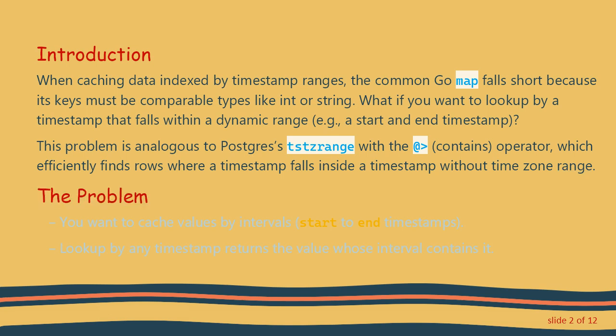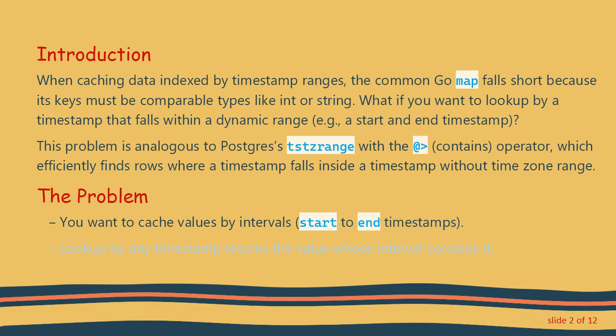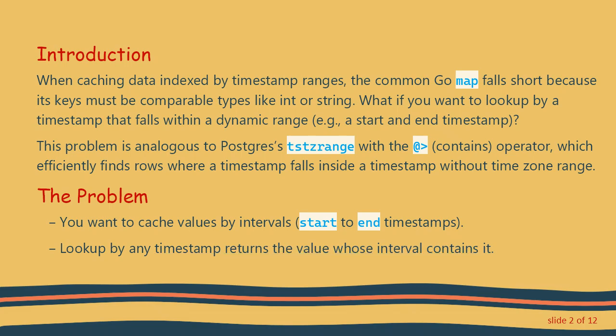The problem: you want to cache values by intervals, start to end timestamps. Lookup by any timestamp returns the value whose interval contains it.